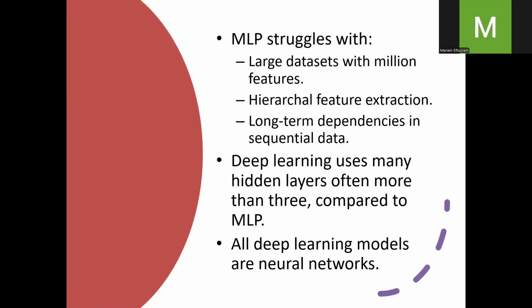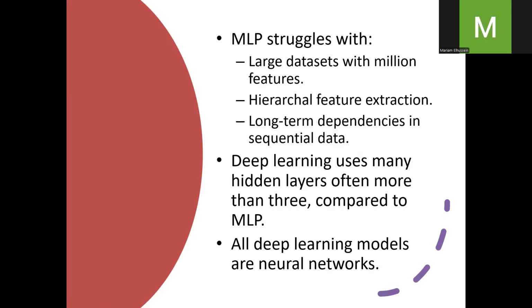It also has a problem with hierarchical feature extraction. This is about when feature relations are hierarchical, so it's not a simple one-to-one relationship. It's non-linear, yes. It's also not a simple relationship, it's hierarchical. And this also goes into long-term dependencies when you have sequential data, which is also relevant to the hierarchical feature extraction part.